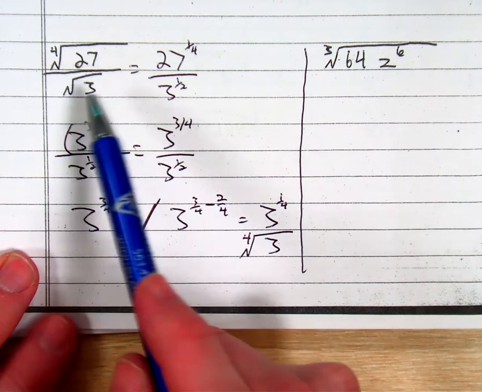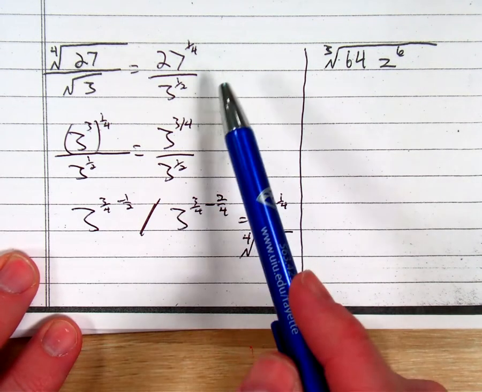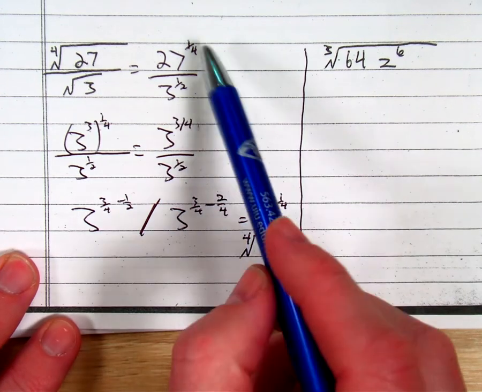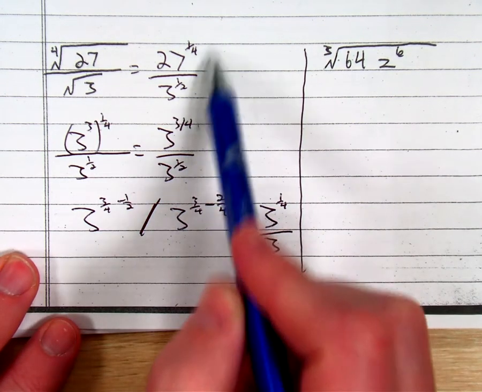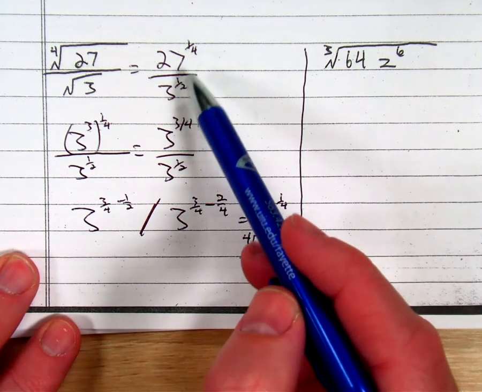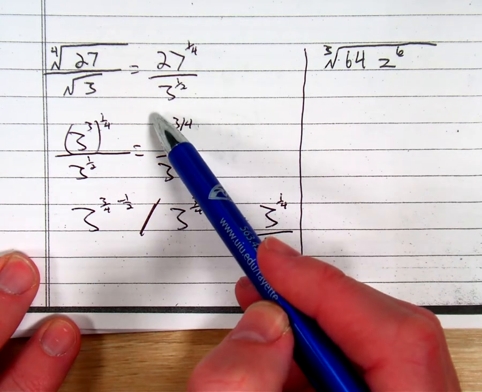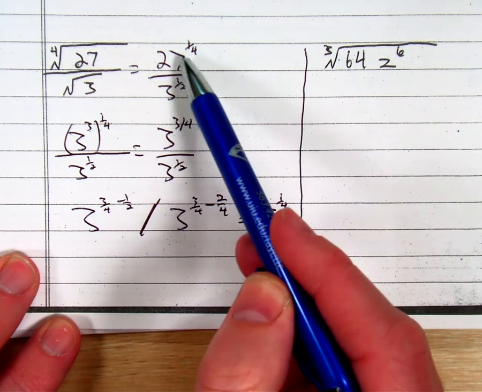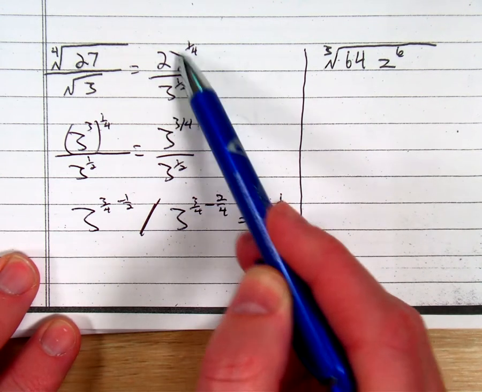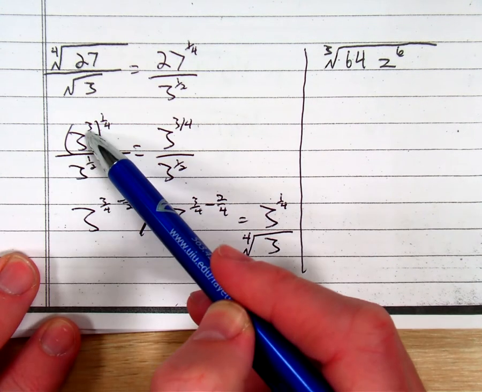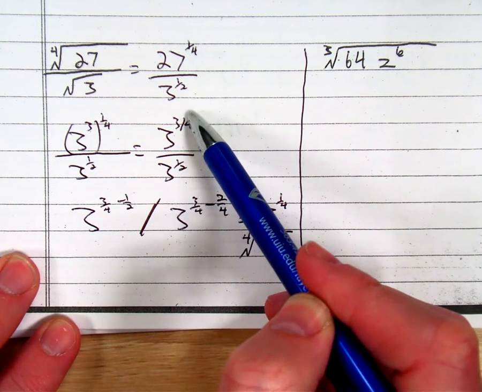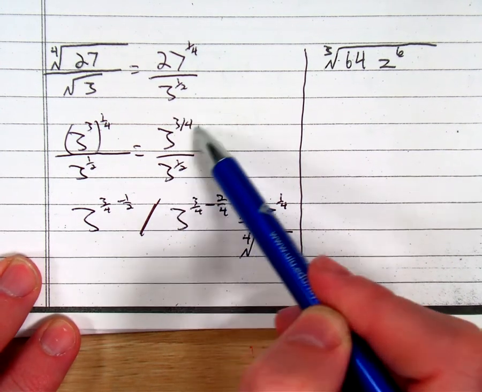Changed it to exponential form because it's easier to do the root properties. 27 to the 1/4, 3 to the 1/2. I'd like to subtract those exponents right now, but I can't, because they're not the same base number, not the same big number. Okay, so I had to rewrite 27 as a 3. 3 to the third is 27, so now that's all 3's. 3 to the 3/4, 3 to the 1/2.